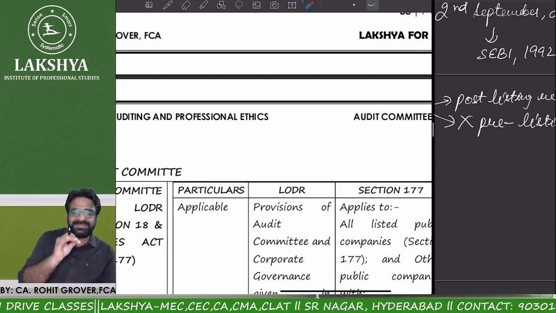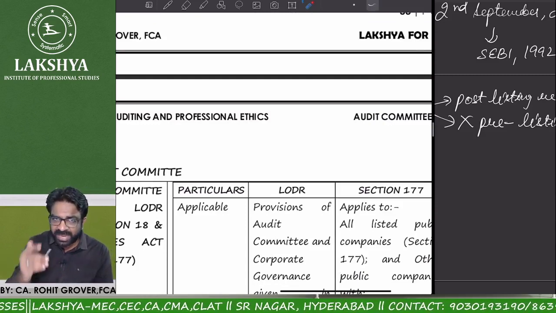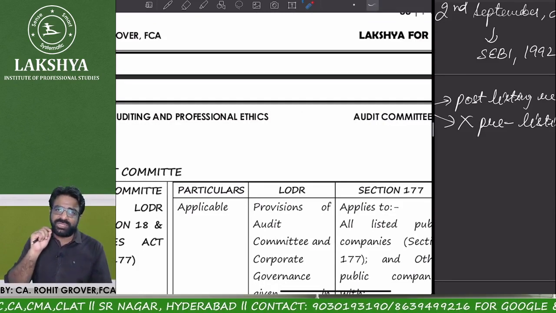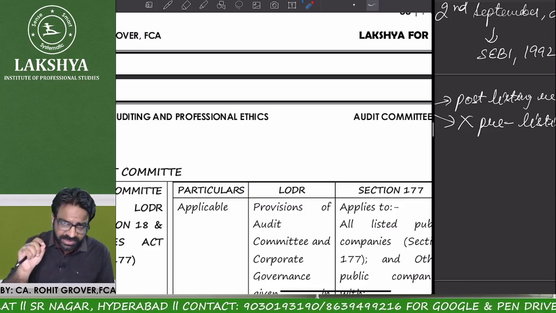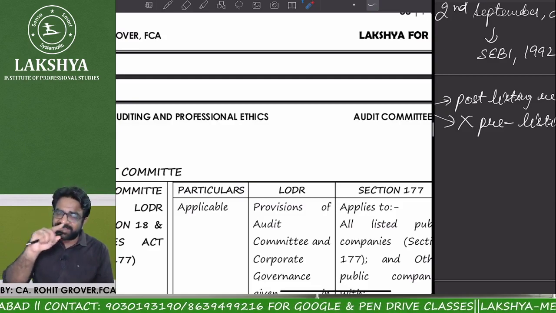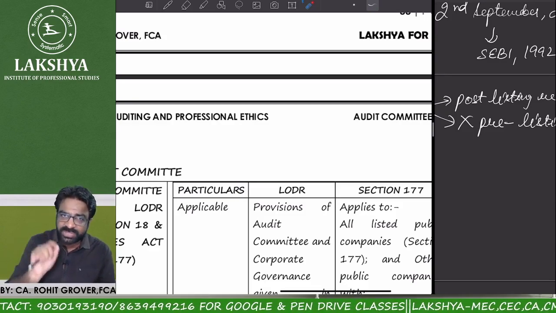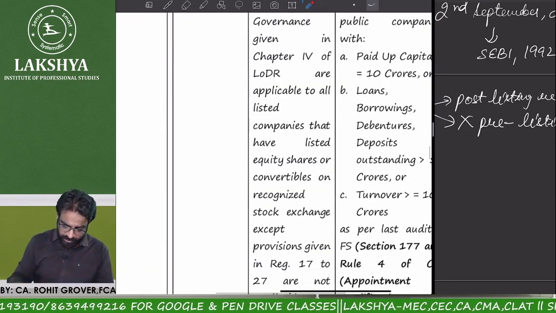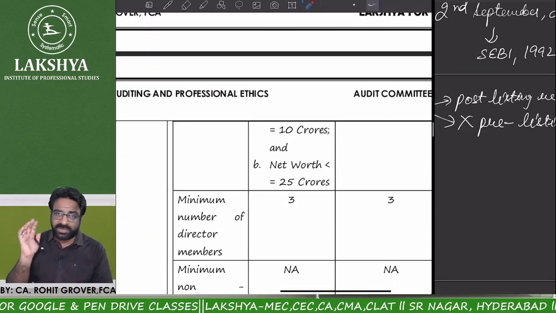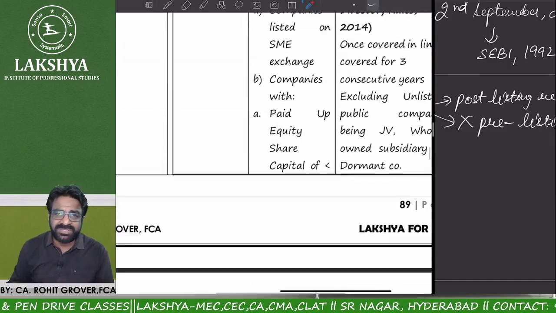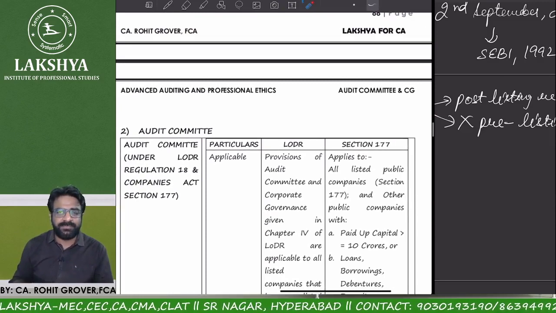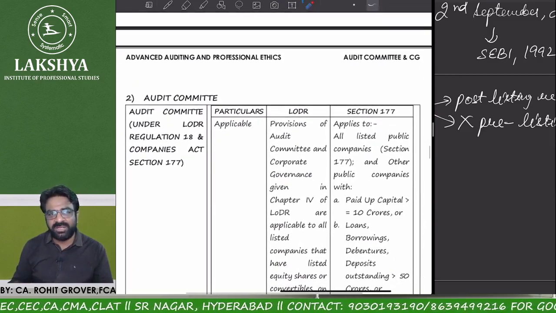So applicability as per the SEBI Act is to all listed entities except two. What are the two? Those companies which have listed their equity shares on the small and medium exchange, the SME exchange, and those companies whose paid up share capital is less than or equal to 10 crores and net worth is less than or equal to 25 crores. Correct, everyone? So this is what brings an end to the applicability of the audit committee. Everyone is clear? So as per the SEBI regulations LODR, this is the applicability.